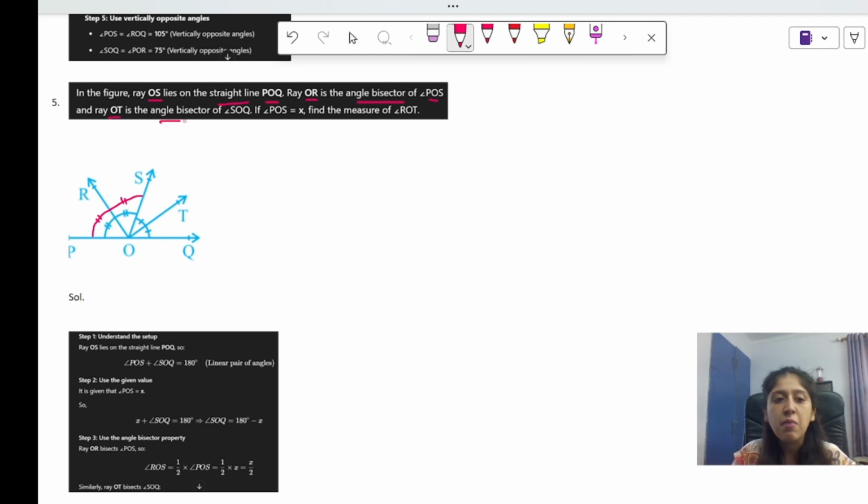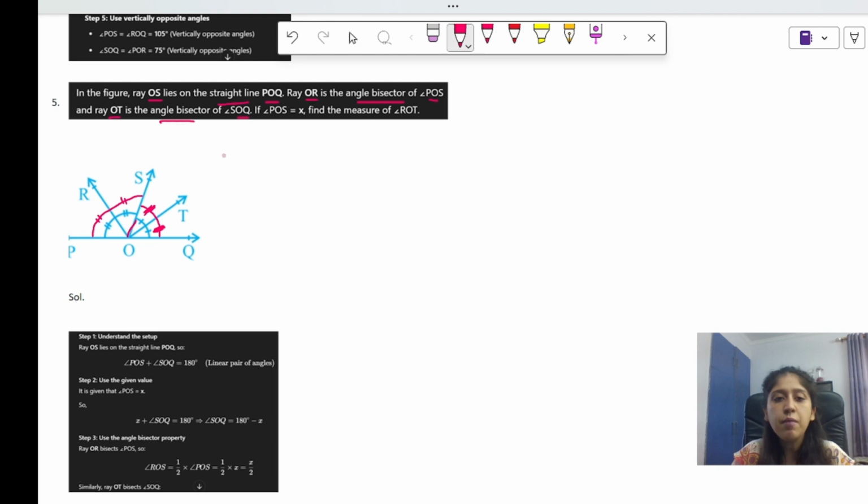And ray OT is angle bisector of SOQ. SOQ is this angle. Yes, this angle, this complete angle, and this OT that divides it into half. Angle bisector matlab this divides the angle into half. That means this is equal to this. I hope this concept is clear to everybody. Let me write it as a straight line because ये दोनों equal है and these two are equal. I hope this concept is clear to everybody over here.